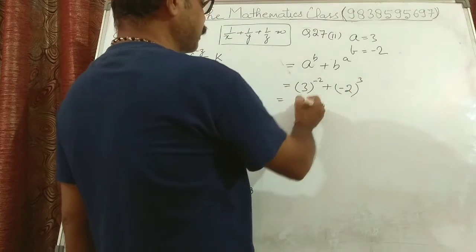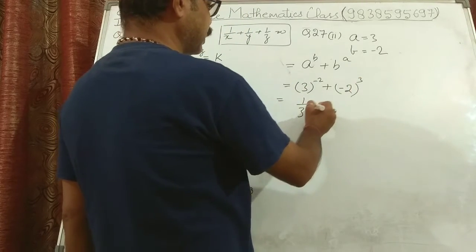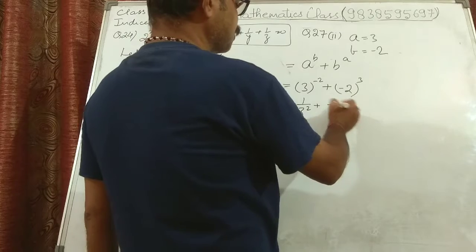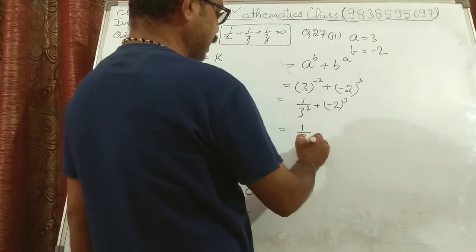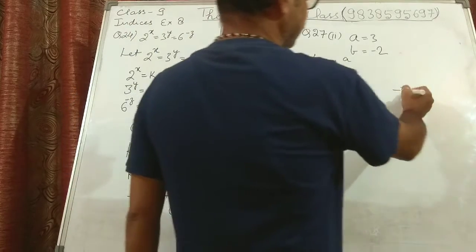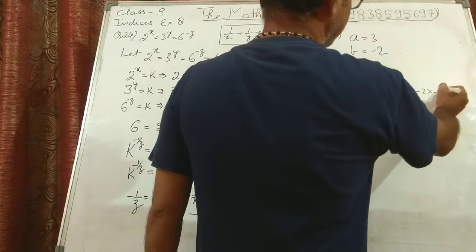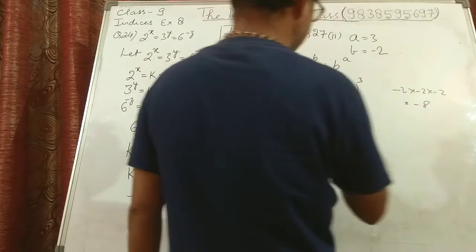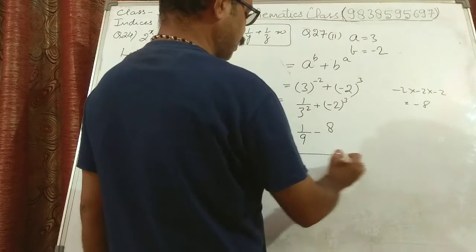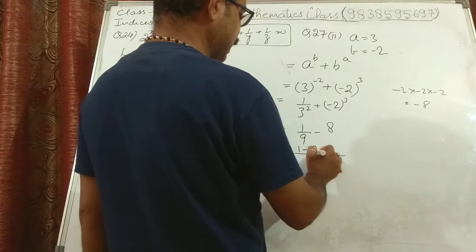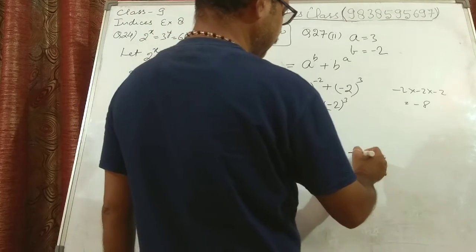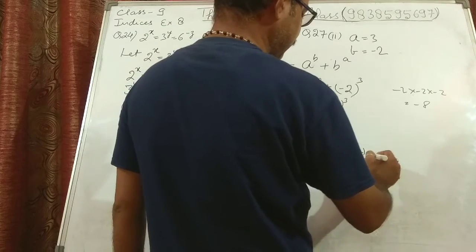3 to the power minus 2 can be written as 1 upon 3 square, plus minus 2 cube. Minus 2 cube means minus 8, because minus 2 into minus 2 into minus 2 will be minus 8. So this will be 1 upon 9 minus 8. Now the LCM will be 9. 1 minus 72, finally minus 71 upon 9.